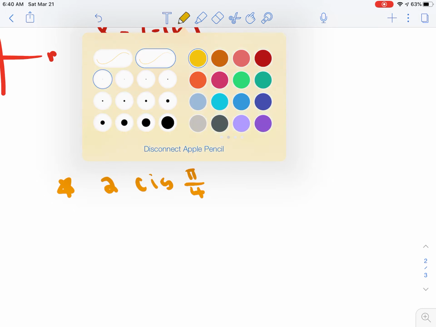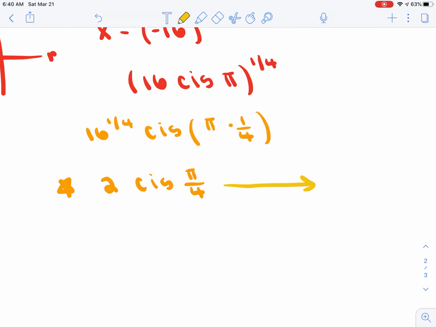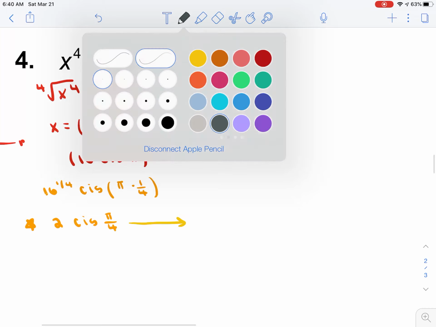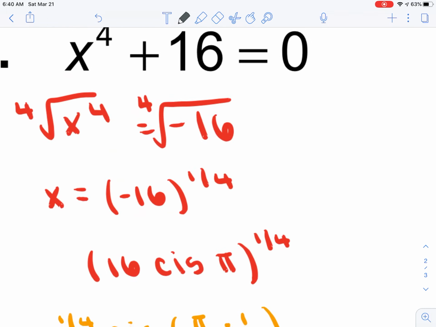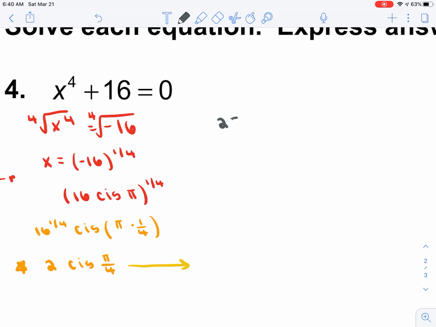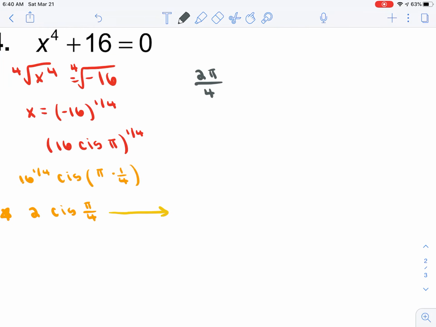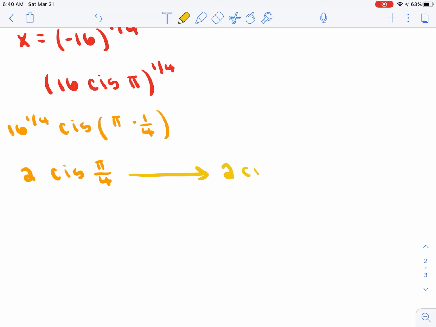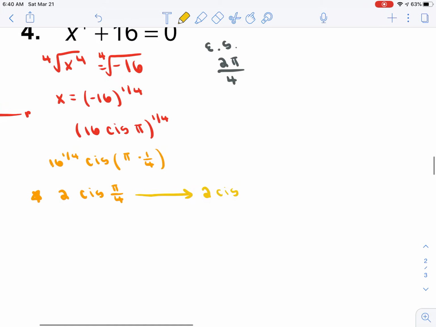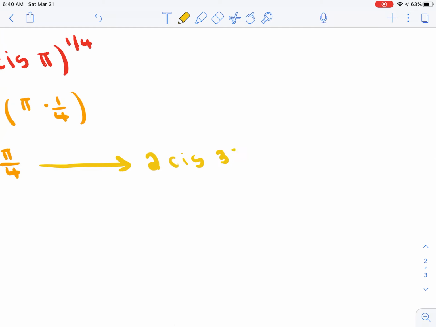Now, to find your second solution, we need to use this idea of equal spacing. So recall that equal spacing, we have 4 different solutions here, which means each solution is going to be 2 pi over 4 units away. Because our first solution is in terms of fourths, I'm going to leave it as 2 pi over 4. I'm going to abbreviate our equal spacing for each solution. So we're going to rewrite this as 2 cis, and then let's take that pi over 4 and add 2 pi over 4. Our next solution is 3 pi over 4.